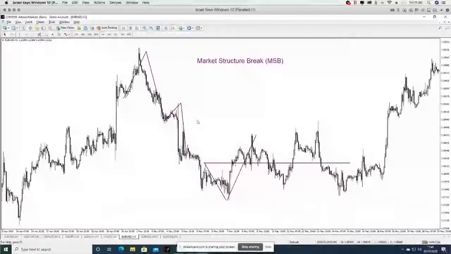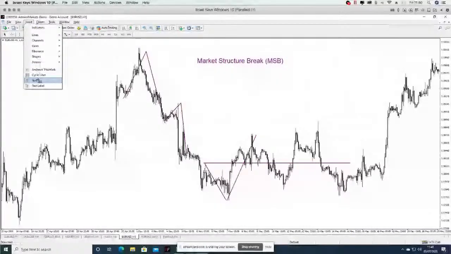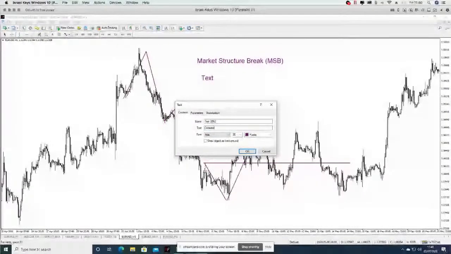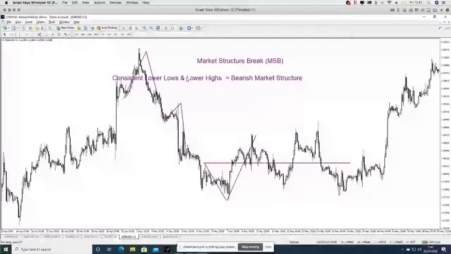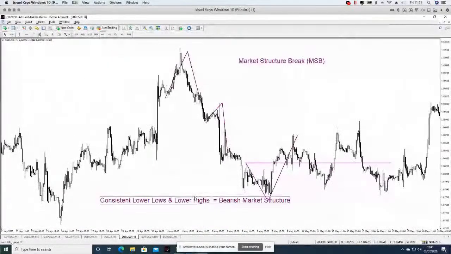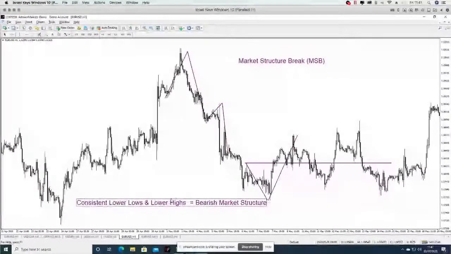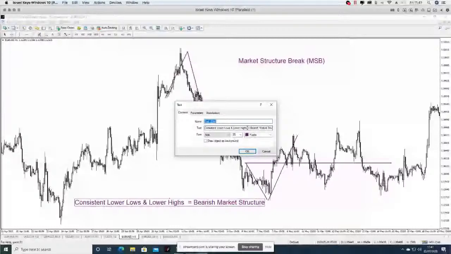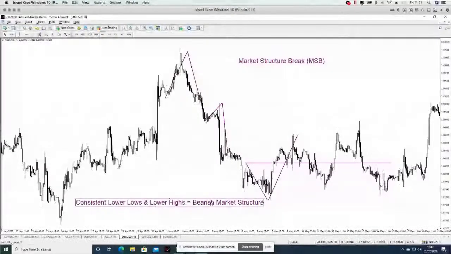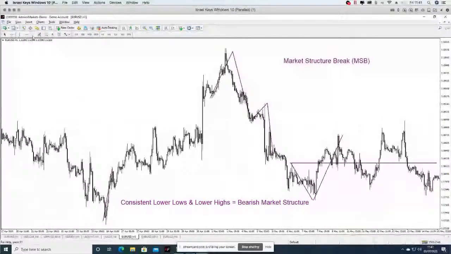So let's put this in here. Consistent lower lows and lower highs equals bearish market structure. Now, the opposite is true. On the upside, if you keep having higher highs and higher lows, like you see here, higher highs, higher lows.